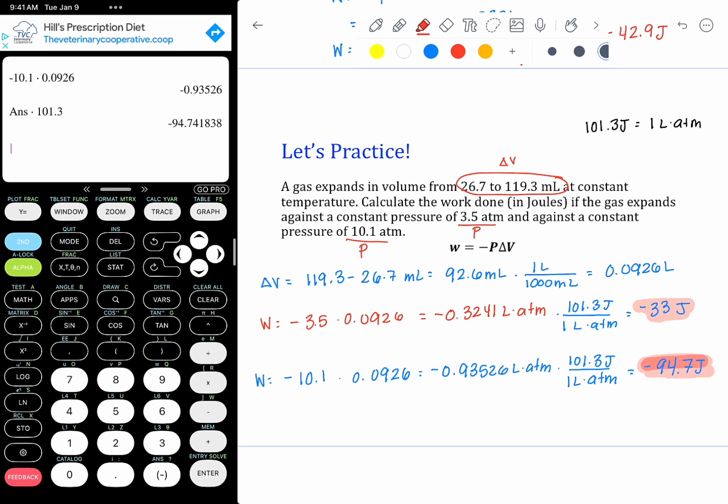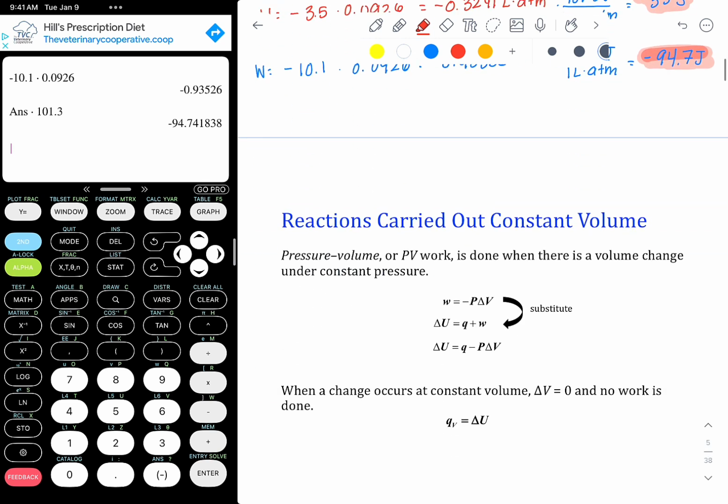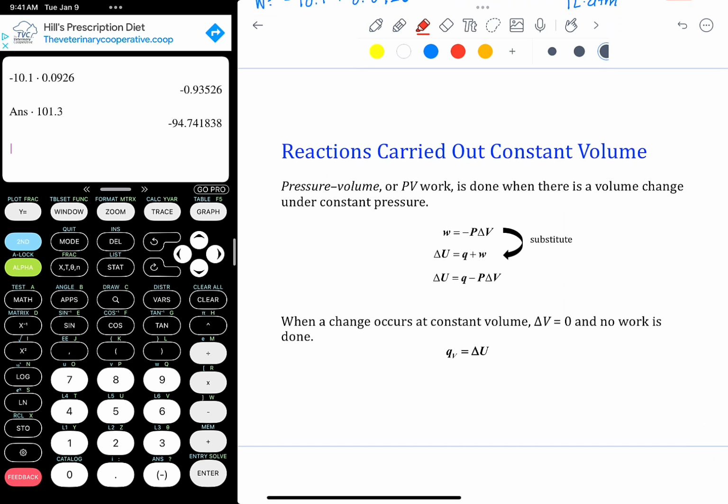So we can see that if we increase our pressure, we need to do more work to have the same amount of volume change as a lower pressure. When we had the lower pressure of 3.5 atm, we only needed to do negative 33 joules worth of work. Whereas when we increased the pressure to 10.1, we had to do 94.7 joules worth of work. So that is pressure volume work, which is done when there is a volume change and the pressure is constant.